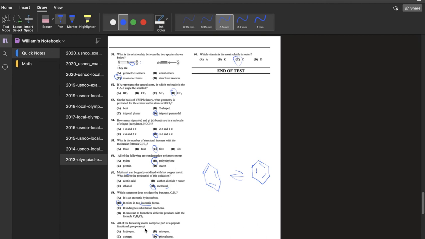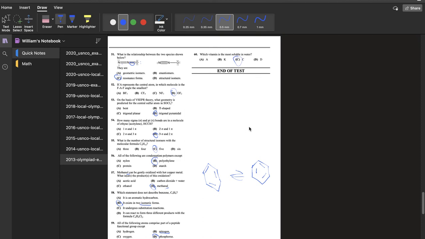All of the following atoms comprise part of a peptide functional group except this one. So basically, it's just logic. Peptides are used to build proteins. Hydrogen's just in everything. Oxygen's almost in everything. Nitrogen, you find those in proteins. So it's just phosphorus.